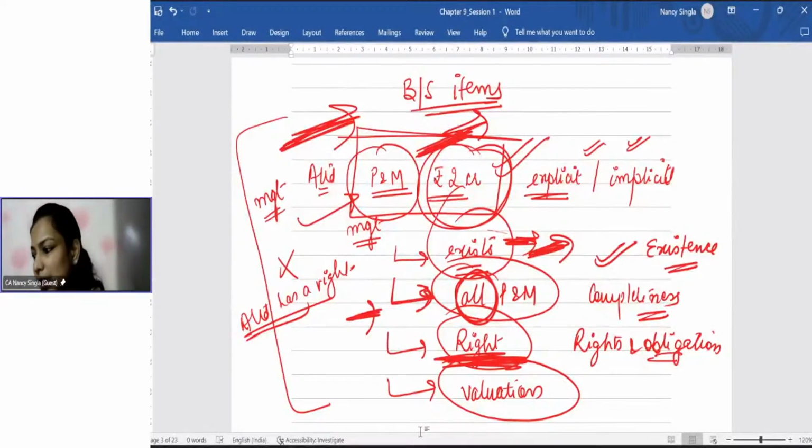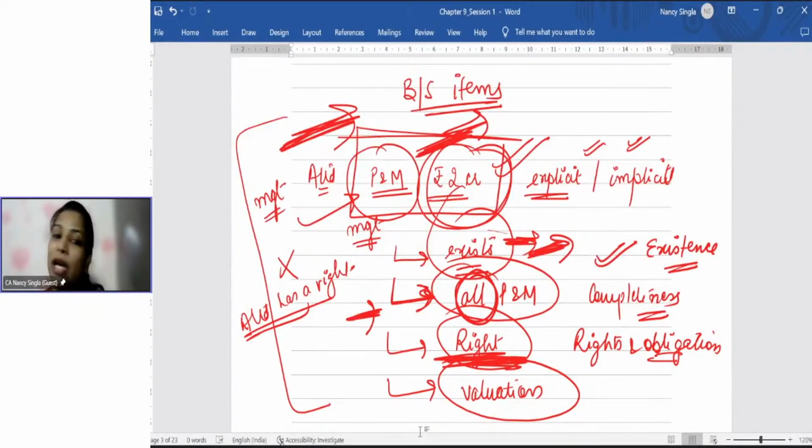As simple as that. Yes, another assertion can be, Diksha, you are absolutely correct, that it is one of the implied assertions that this plant and machinery is being used for the business purpose. अब उसी को check करना है कैसे? By performing audit procedures, है ना?